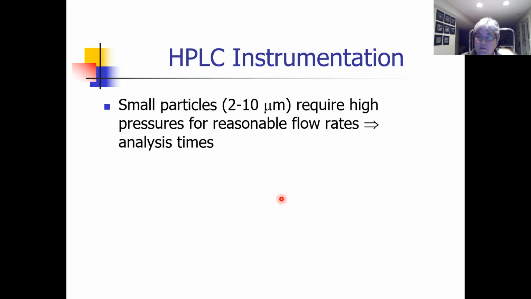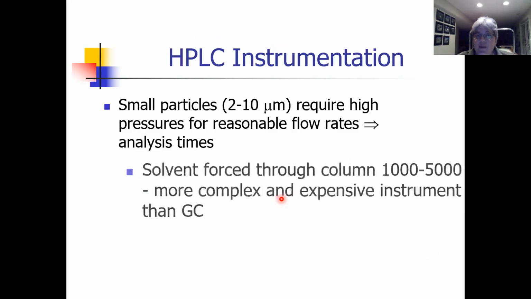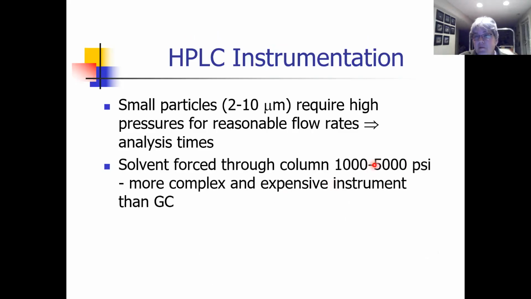Because these particles are so small, we're going to need a high pressure to push things through the column. That means we're going to have pressures of around 1,000 to 5,000 psi. So the LC instrument is more complicated and more expensive than GC. If you're currently in China, you've had the lab, and the experiment you did for chromatography was GC, because GC is a cheaper method than HPLC. So the instrument is more expensive.